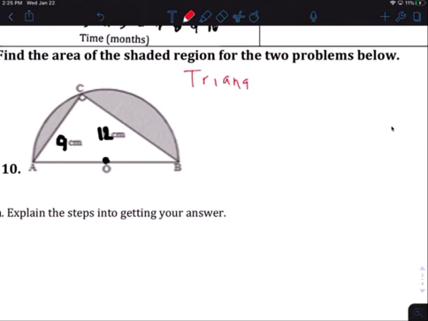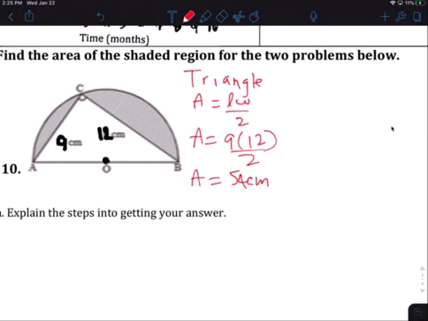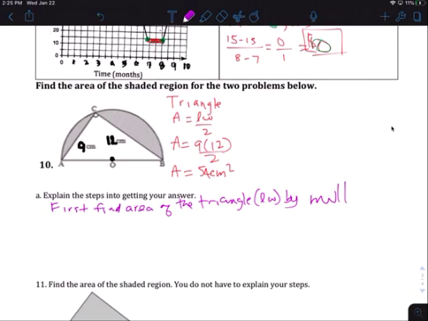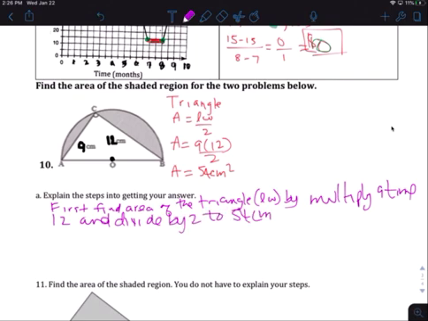Okay, first do the triangle, which is area is length times width divided by 2. Area equals 9 times 12 divided by 2. Area is 54 centimeters squared, and then you do the circle. So you need to explain that first. Find area of the triangle, length times width, by multiplying 9 times 12 and divide by 2 to get 54 centimeters squared.